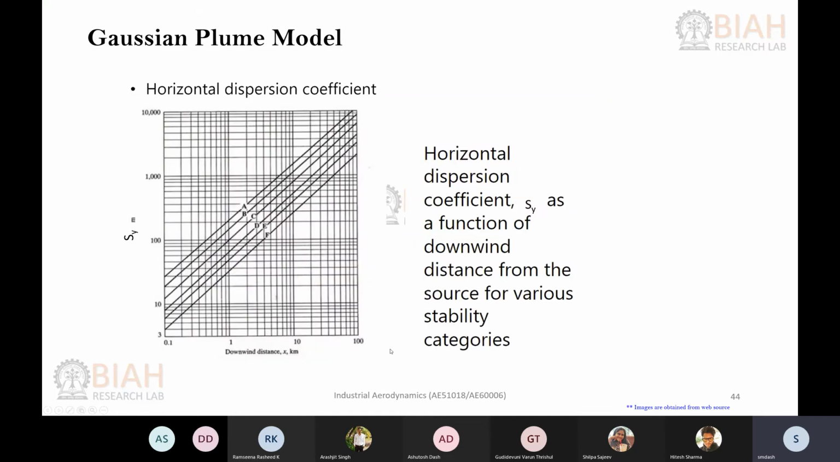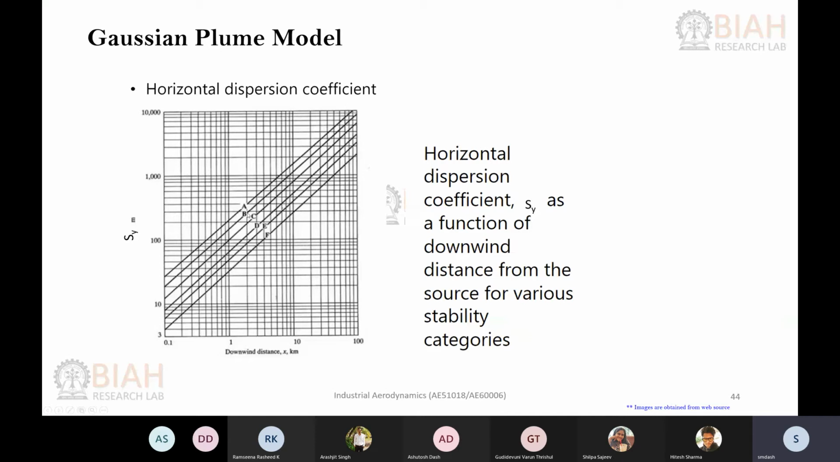If it is falling in the B category, then you have to find out at what location is your interest, like from what location you are trying to find out the pollutant concentration along the X direction. Let's say here we are thinking about 2 kilometers. Go to that, and after that you can find out SY, your standard deviation, corresponding to that particular line B. Since we found that B is the atmospheric stability at that particular duration, from there you can find out what will be the corresponding SY. So you need to follow.